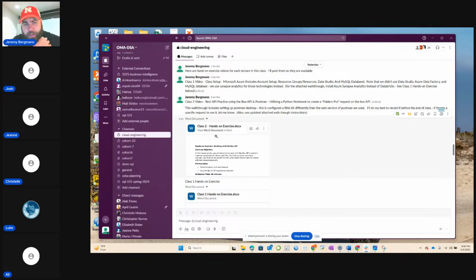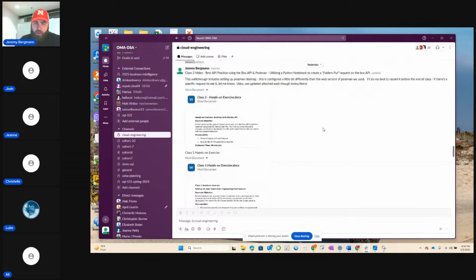But I did update the hands-on exercise, the class 2 hands-on exercise. I went through it and got it working in web Postman, and it reflects working instructions in web Postman for the Box API.